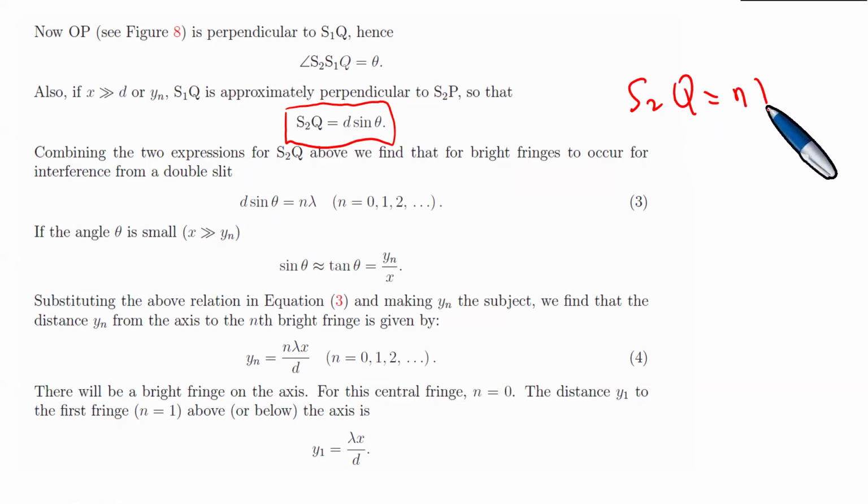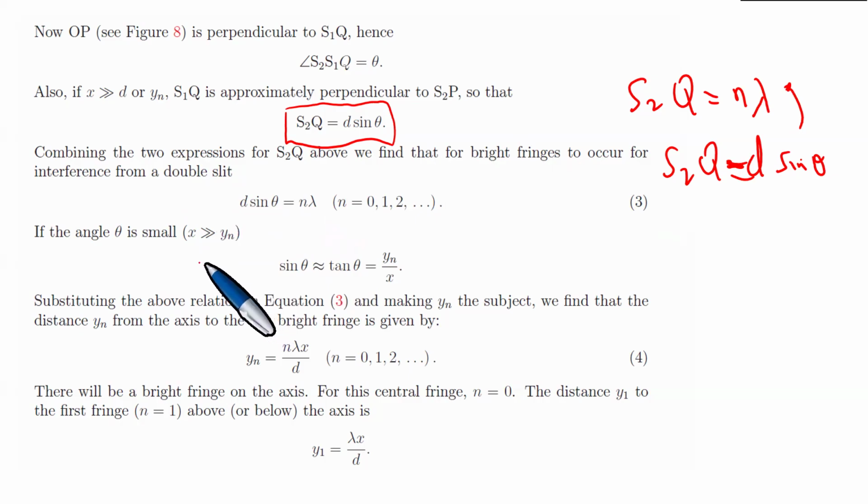S2Q is n lambda for constructive interference. We then continue to say, indeed, S2Q becomes d sine theta. Combining the two expressions for S2Q, we find that for bright fringes to occur for interference from a double slit, d sine theta is equal to n lambda, where n itself is 0, 1, 2.